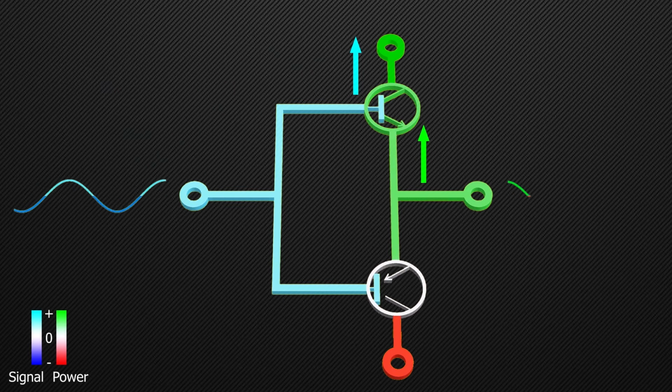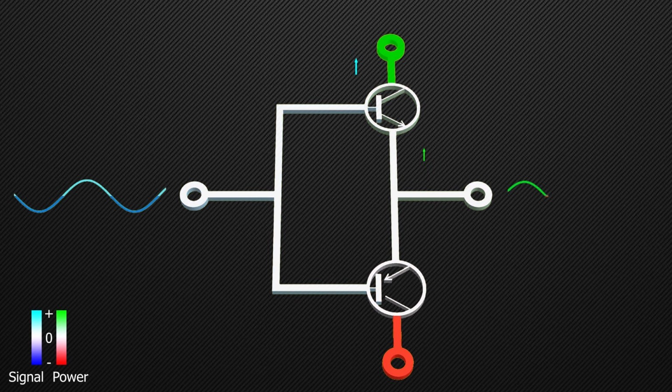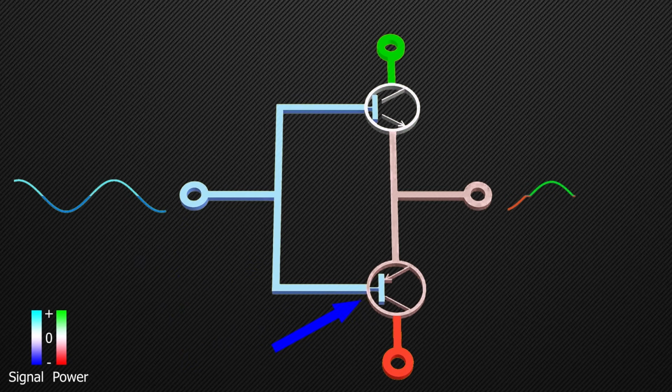When the voltage at the base of this transistor changes, the voltage at its emitter also changes following the base. And the negative cycle of the input signal will be followed by this PNP transistor. When the voltage at the base of this transistor changes, the voltage at its emitter also changes following the base.